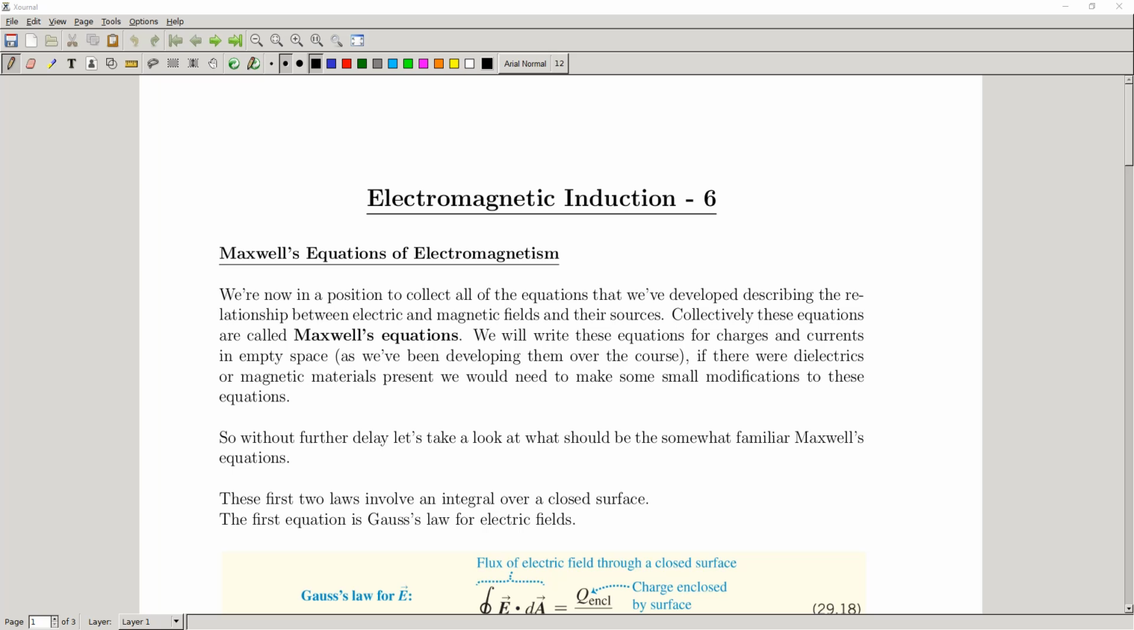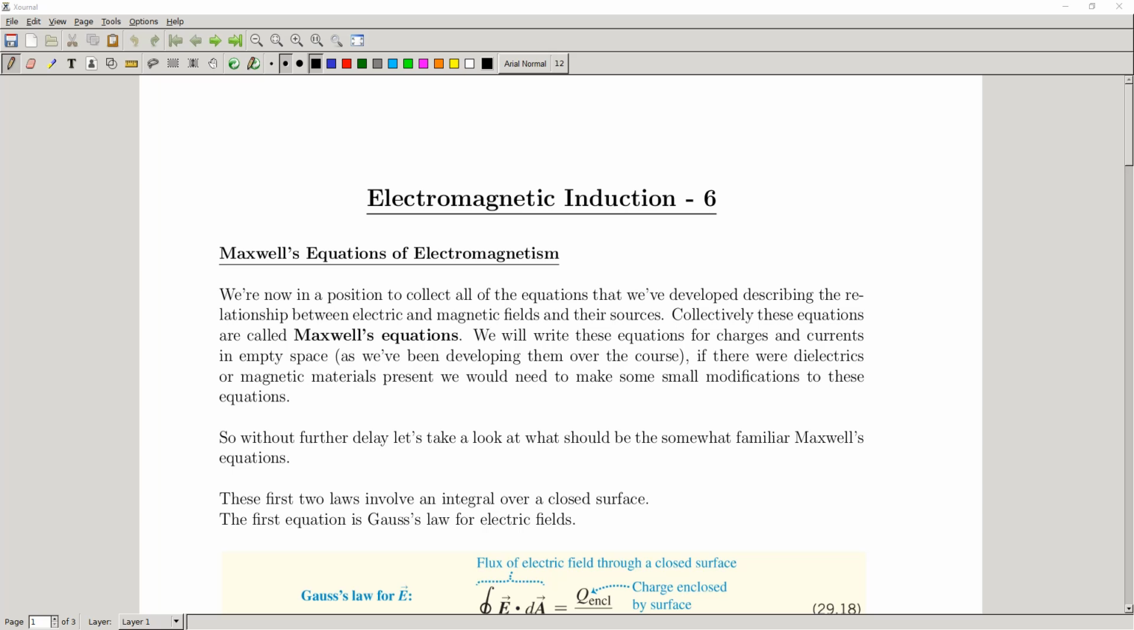We're now in a position to collect all the equations that we've developed describing the relationship between electric and magnetic fields and their sources. Collectively we call all of these equations Maxwell's equations, although he's not the one that developed all of these single-handedly. We'll recognize a lot of these equations, and we've discussed where they came from along the way.